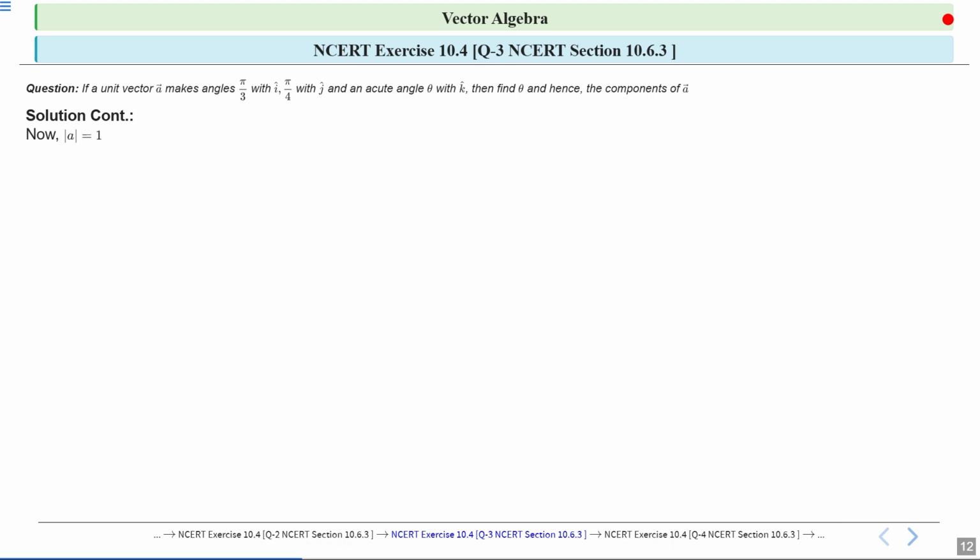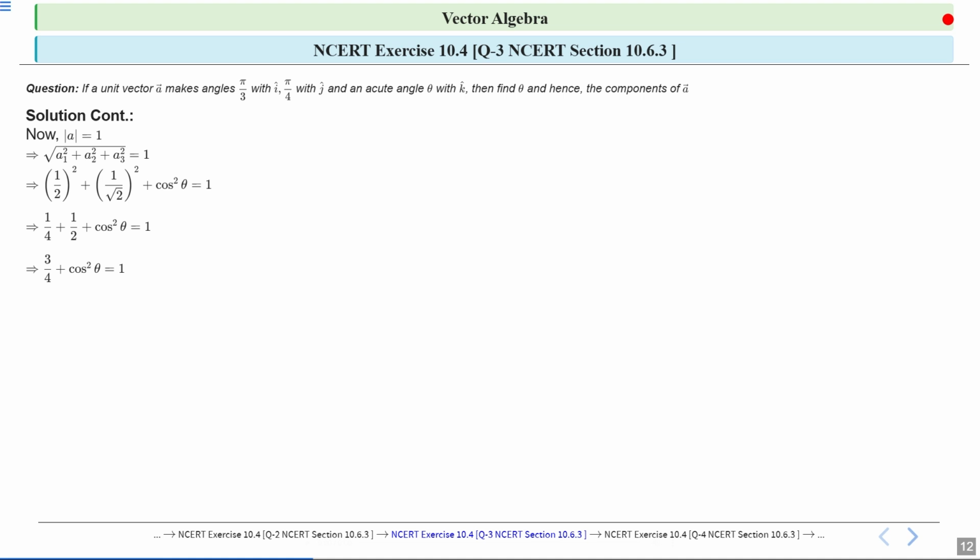Now magnitude of A vector is equal to 1, right? So root over A1 square plus A2 square plus A3 square will be equal to 1. So (1 by 2) square plus (1 by root 2) square plus cos square theta is equal to 1. Got it? So 1 by 4 plus 1 by 2 plus cos square theta will be equal to 1. So 3 by 4 plus cos square theta will be equal to 1, right?